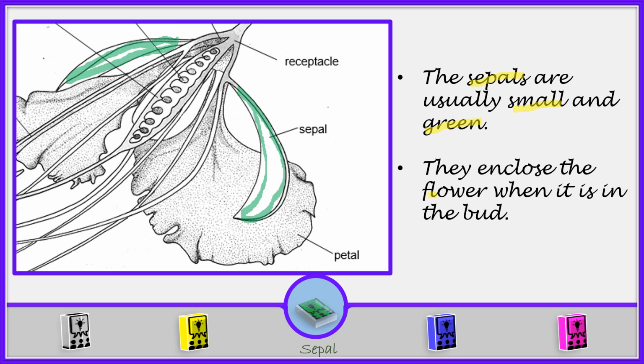They enclose the flower when it is in the bud stage. All these parts of the plant that we see, the petals, the filaments, the ovary, when they are still in the bud stage, all of them are enclosed within the sepals. The sepals are the ones that are surrounding all those parts when they are still in the bud stage.